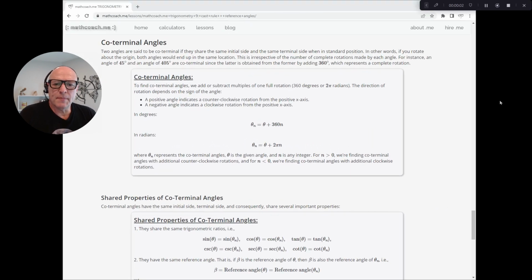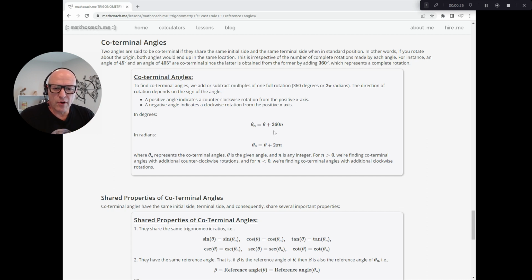Two angles are said to be coterminal angles when they share the same initial side and the same terminal side when they're in standard position. So consider a 45-degree angle. Well, it would have a coterminal angle at 45 plus 360 degrees, once around the circle, or 45 plus 720 degrees, twice around the circle.